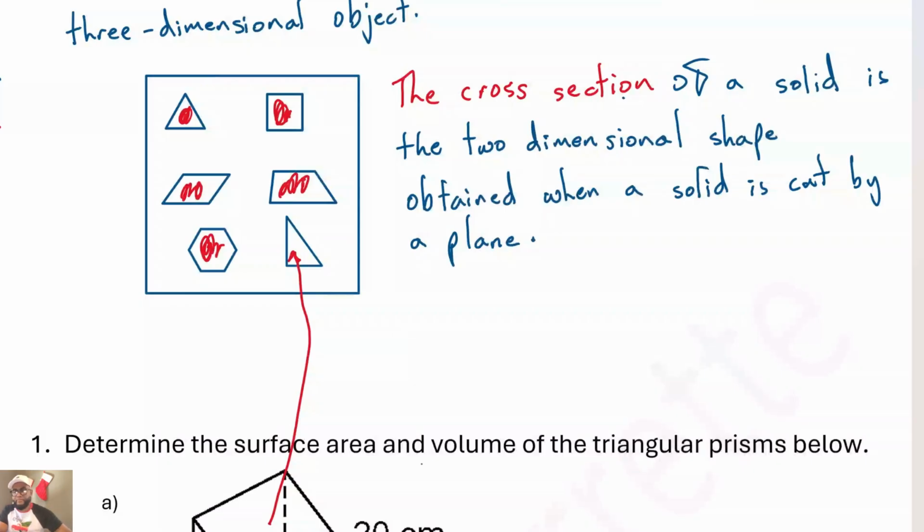All right. So what this means, okay? I am giving you the definition of what the baby is going to identify when they are pushing this block through this 2D shape that you are seeing on the baby toy here. But the official CXC definition is that the cross section of a solid is the two-dimensional shape obtained when the solid is cut by a plane.